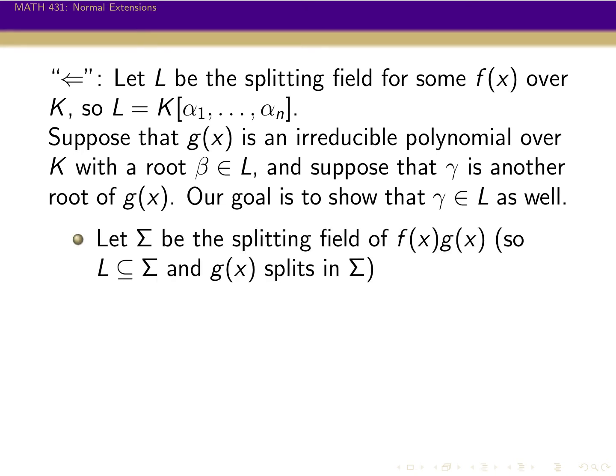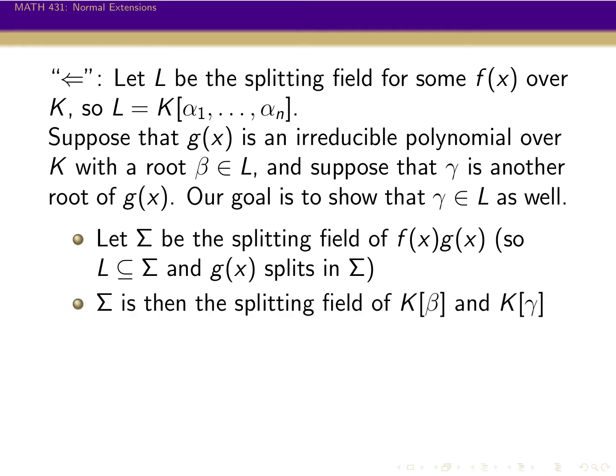So we're going to create a splitting field sigma, and what sigma is going to be is f of x times g of x. And so this is going to guarantee that it has all of L, because it has all of the roots of f of x, but it's also going to have all of the roots of g of x, right? And so we're going to have that L is a subfield of this sigma, and we're forcing g of x to also split in this sigma.